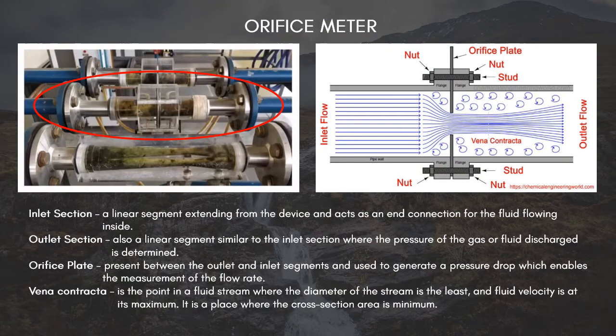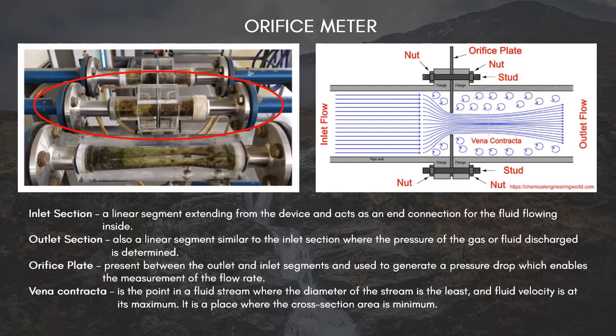Present on your screen are the photos of the Orifice meter. The one encircled is the actual photo of the Orifice meter installed in the flow meter demonstration unit. The one in white background shows the parts of the Orifice meter. It includes the orifice plate, nut, stud, and flanges. It is also shown here the inlet flow, vena contracta, and the outlet flow.